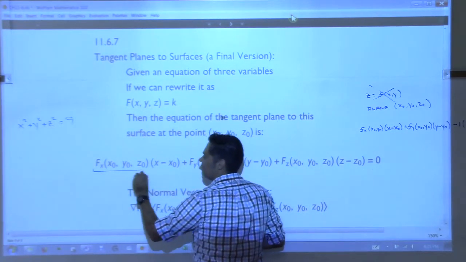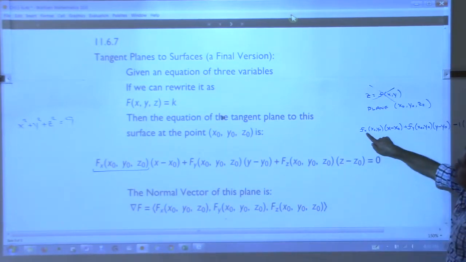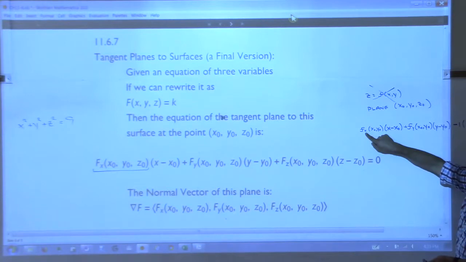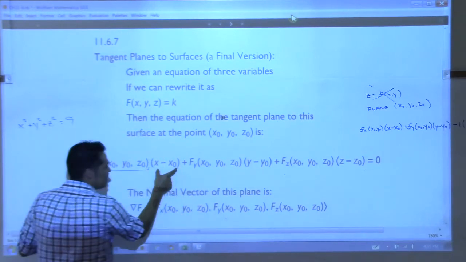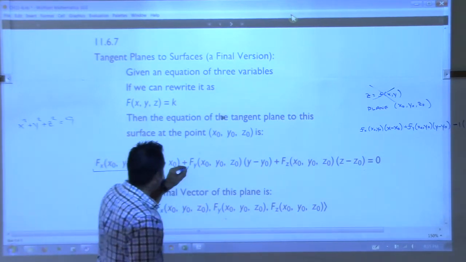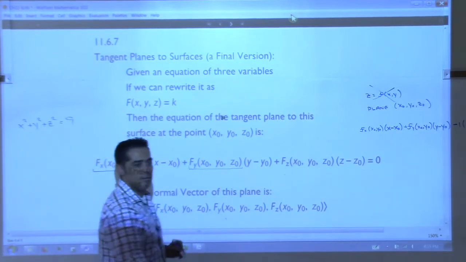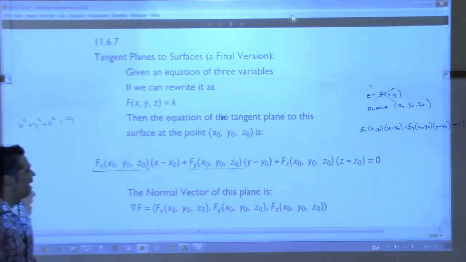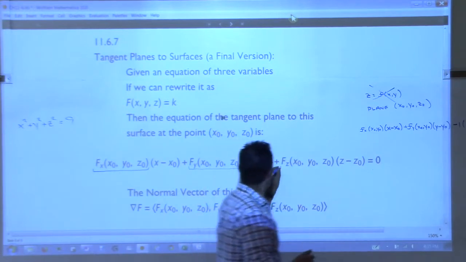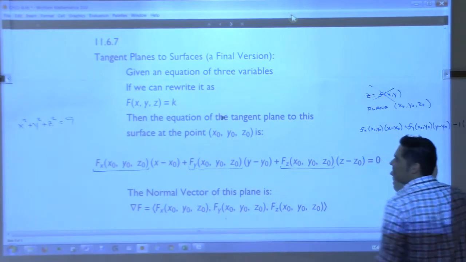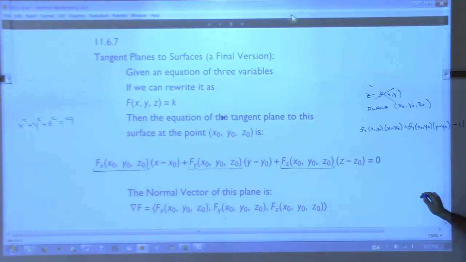See that? Doesn't that look like this right there? Except now we have three variables. So when we take the partial with respect to x, we'll have x naught, y naught, z naught being plugged in. And then this is our little x minus x naught. And this is the second part, right? Like that. And that right there is like that. And then this is the part that was -1 in the previous formula.